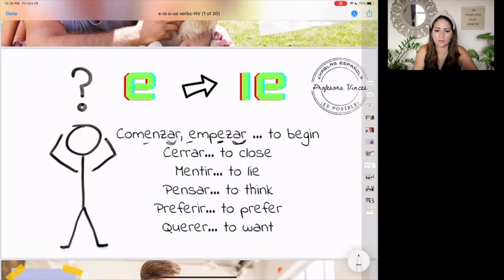And I'll show you an example. So again, cerrar has an E that switches to IE. Mentir has an E that switches to IE. Pensar, preferir, again, there are two E's here. It's the one closest to the ending. The ending is the IR part. And then the last one, querer, here, that E is gonna switch to IE. The E in the ending doesn't switch, it's just the stem part, okay? You have to remember the two parts of the verb are the stem and the ending. The ending can be AR, ER, or IR, and then the stem is everything else before the ending.